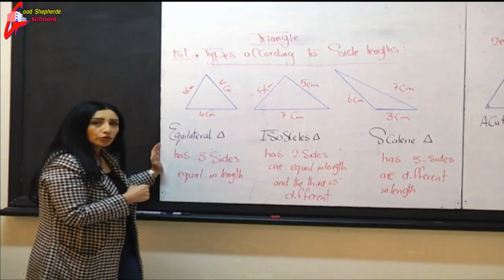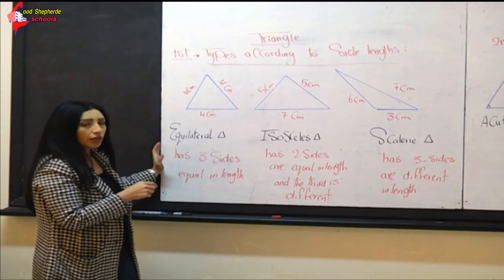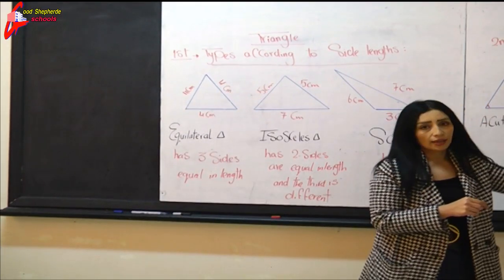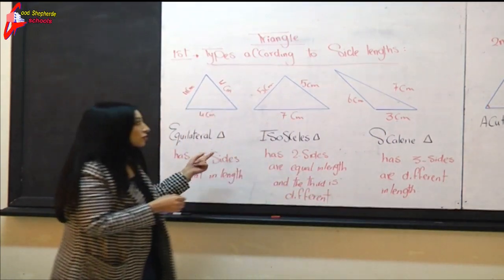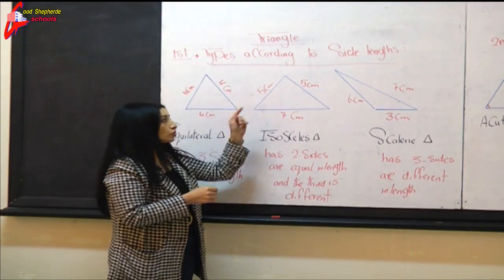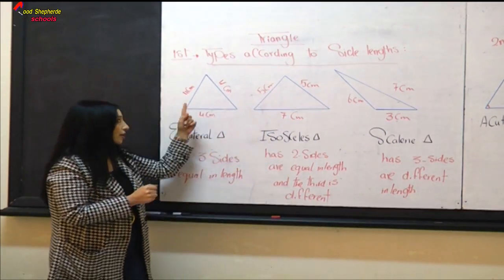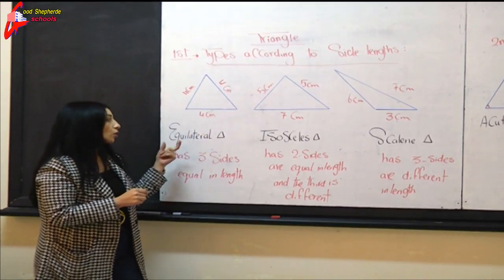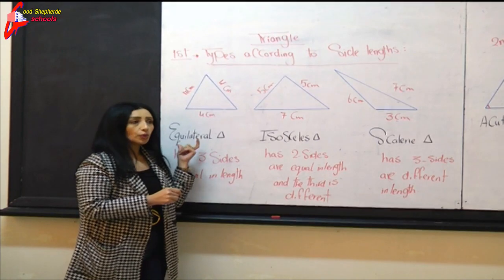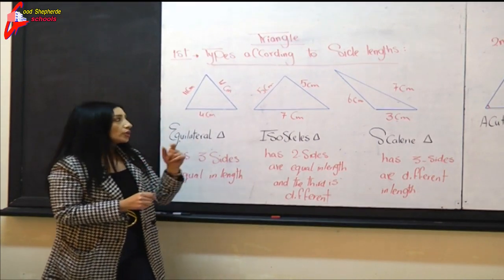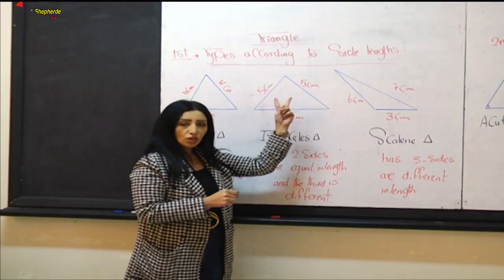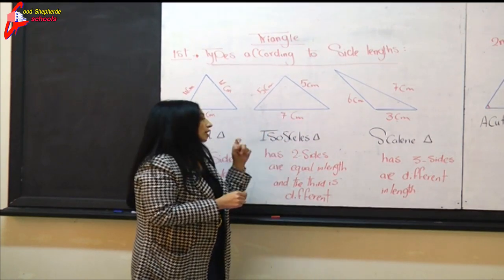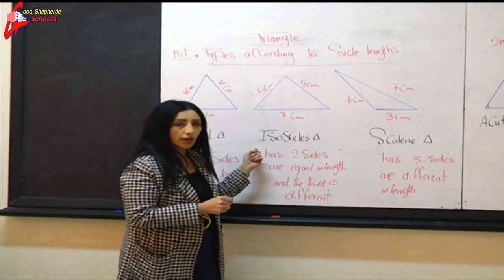Here we will talk about triangle and types of triangle according to its side lengths and according to its angles. Here we have 3 types of triangles according to side lengths. When we have a triangle with 3 sides all equal in length, we call it equilateral triangle. And when a triangle has only 2 sides equal in length and the third is different, we call it isosceles triangle.